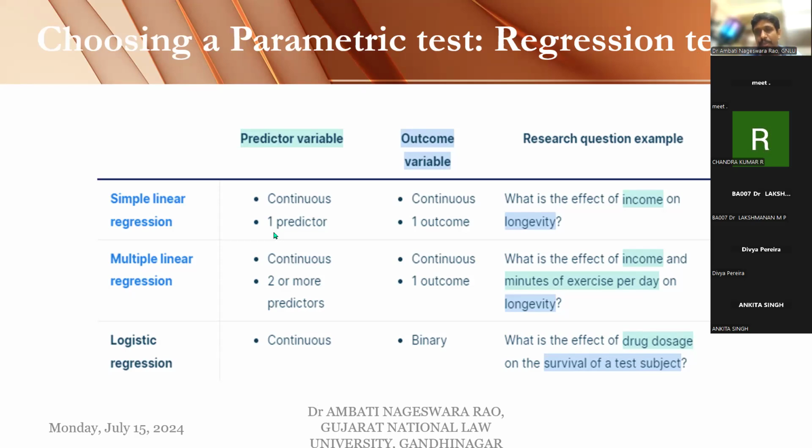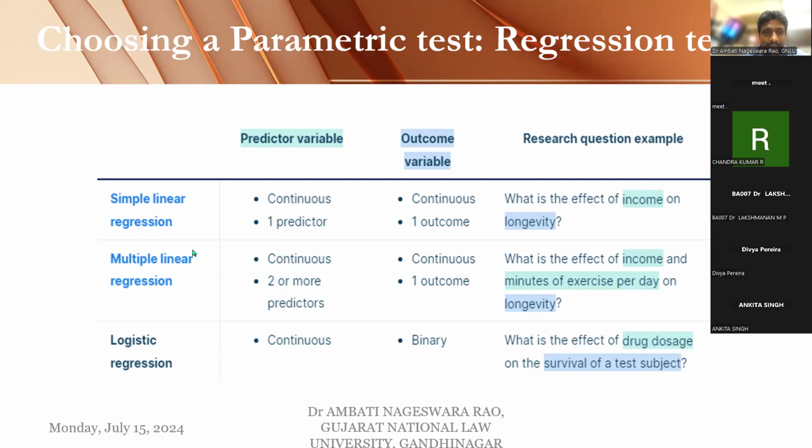For example, what is the effect of income on longevity? As a researcher, I want to know the cause and effect relationship between income and longevity. The person who has high income, what kind of longevity do they have, and does it have any impact on their quality of life, access to resources, access to basic quality of life, longevity? So I can test it with the help of simple linear regression.